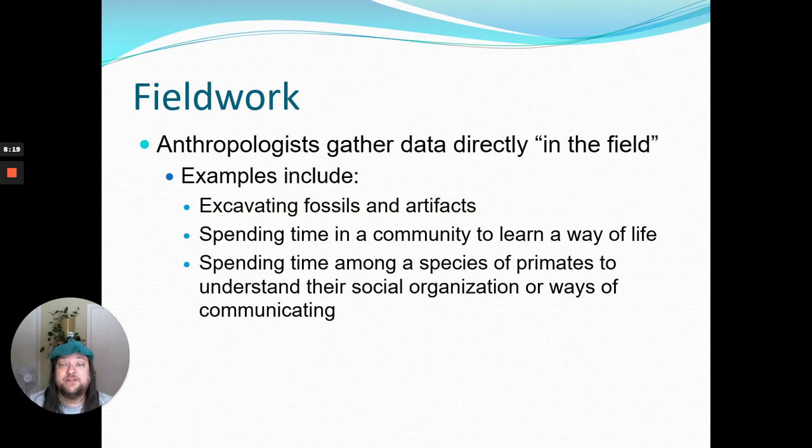So for anthropologists who are focusing on our biological evolution and prehistoric humans, they're going to be excavating and analyzing fossils. If they're interested in ancient cultures, they're going to be looking at artifacts, so the tools and other things that people made and used to try to reconstruct their culture. So they're out there finding information directly and analyzing that information. They're not just reading books or looking at other people's studies. And there are some examples listed there of different kinds of fieldwork.